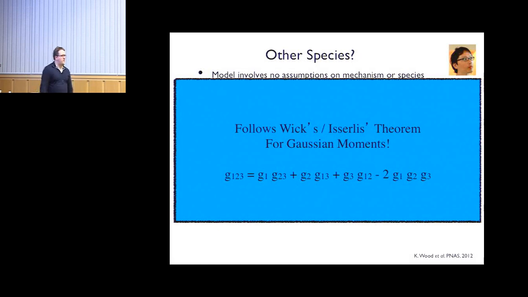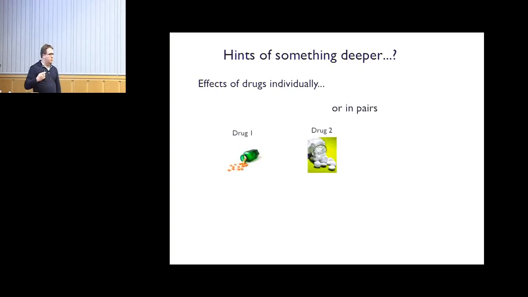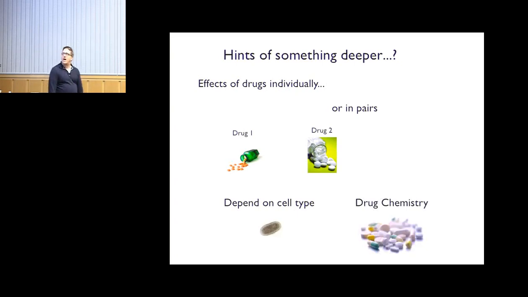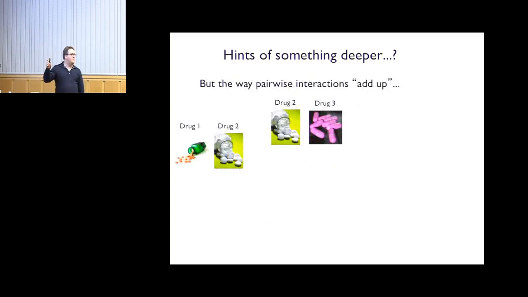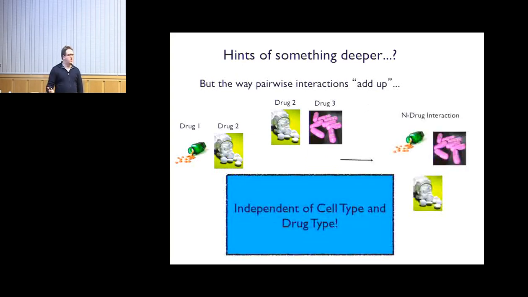Biologically, to me, this is crazy, right? This is very surprising that the effects of drugs individually, right? We know if we have a drug that works on cell type A and we apply it to cell type B, there is no guarantee it's going to work at all. And furthermore, the effects of the drugs in pairs are going to depend really exquisitely on the cell type, right? We're applying it to a cancer cell versus a bacteria cell, and the drug chemistry. But the way these pairwise interactions add up to give you a higher order interaction seems to be completely independent of cell type and completely independent of drug type, not just qualitatively, but quantitatively. So this is crazy, right?